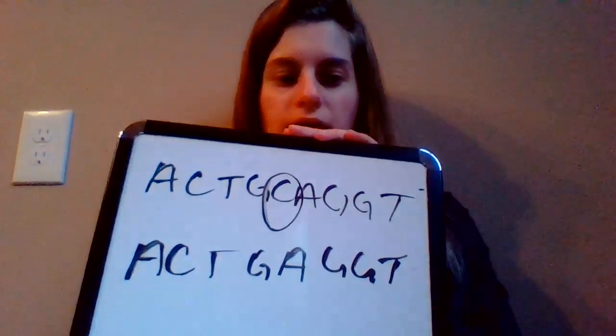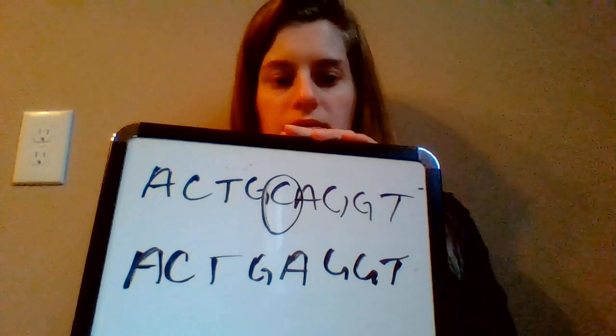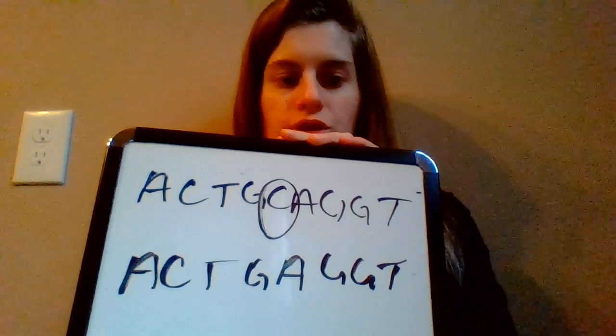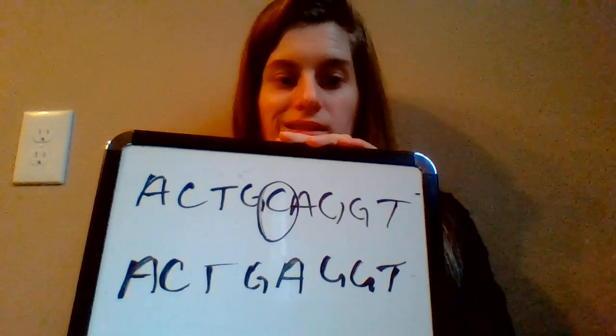So A, C, T, G, C, A, G, G, T. And now we have A, C, T, G, A, G, G, T. So see if you take a second and find where that went wrong. If you did, you should have found that the C after that first G in our old sequence was deleted. It's gone now.